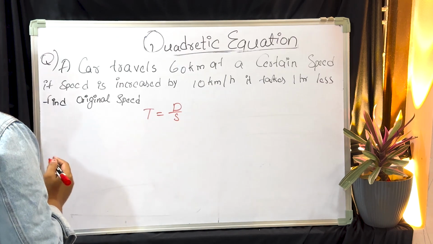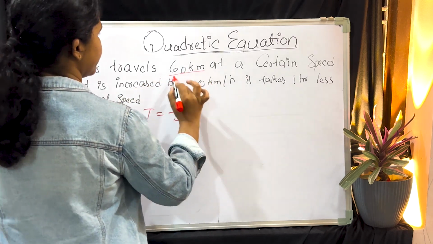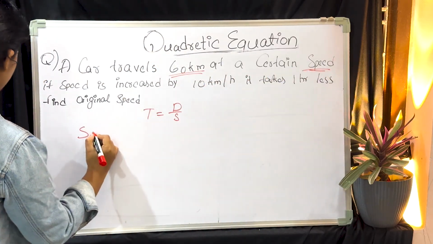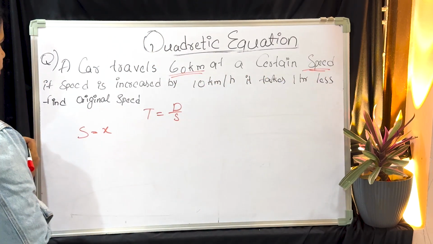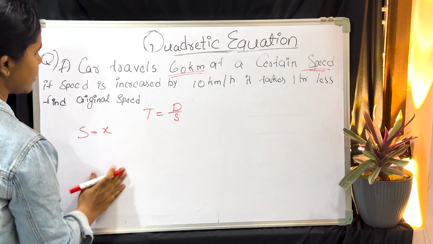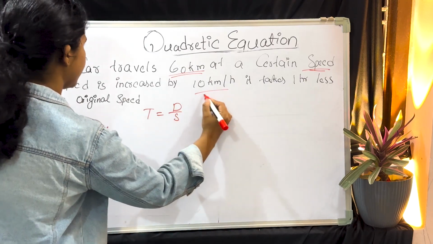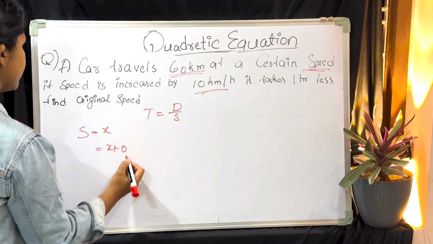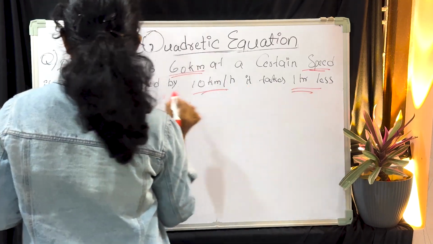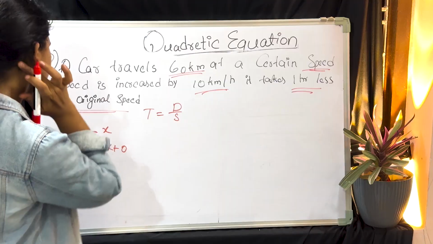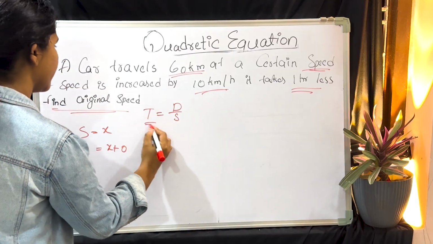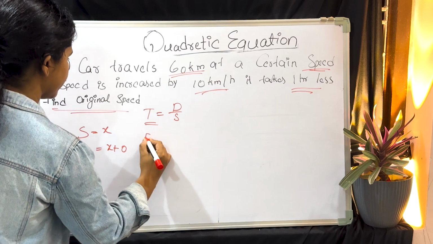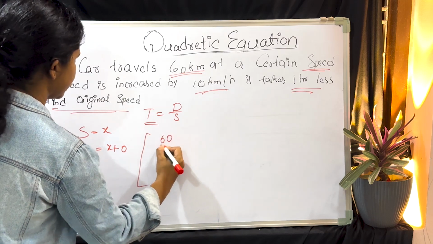Okay, say a car travels 60 kilometers at a certain speed. We don't know the speed, so the speed is x. Now what is said? If the speed is increased by 10 kilometers per hour, that means x plus 10, it takes 1 hour less. Find the original speed. Okay, 1 hour less time. They have given the time. What is the distance? 60. See here, the distance is 60.